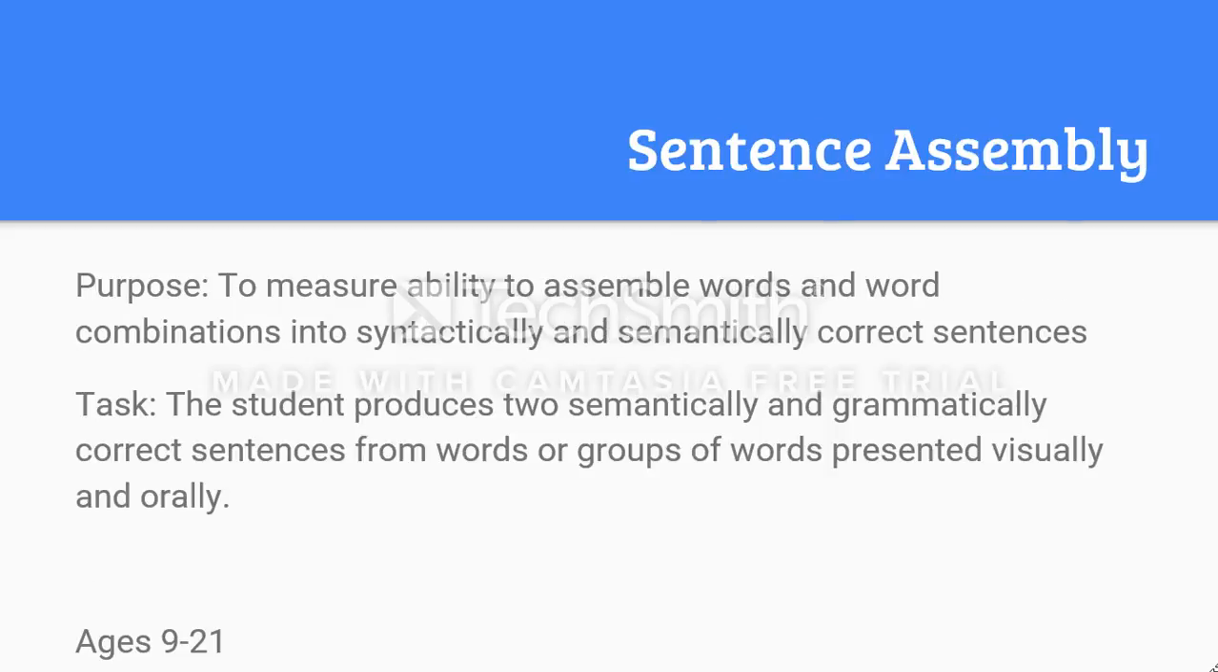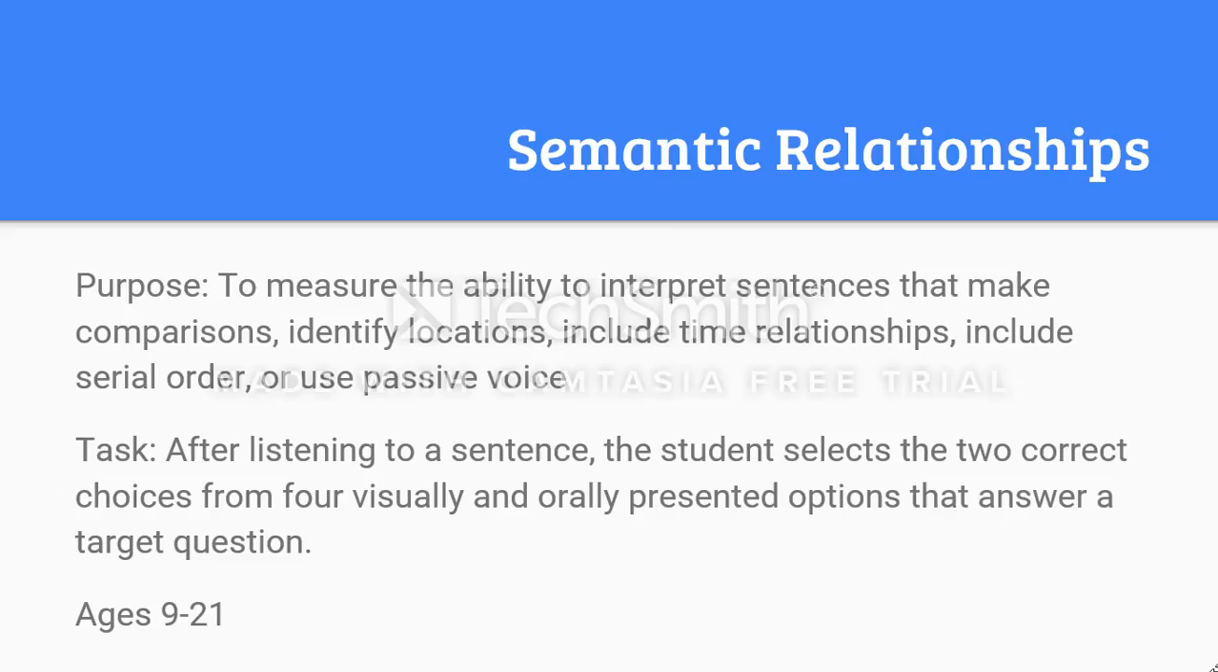The next subtest is sentence assembly, and this subtest is used to measure the child's ability to put words together and make word combinations that are syntactically and semantically correct in sentences. And this is done by asking the student to produce 2 correct sentences from words or groups of words that are presented either visually or orally. And this would be appropriate for ages 9 to 21.